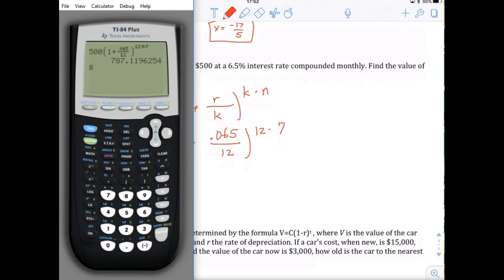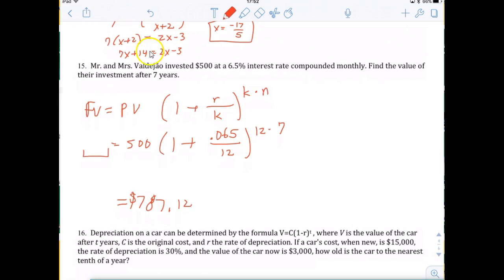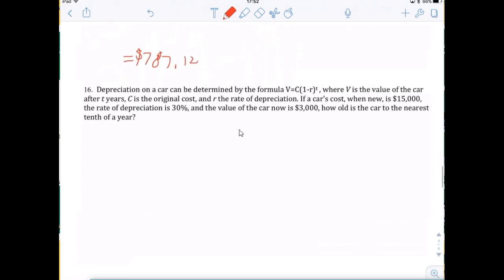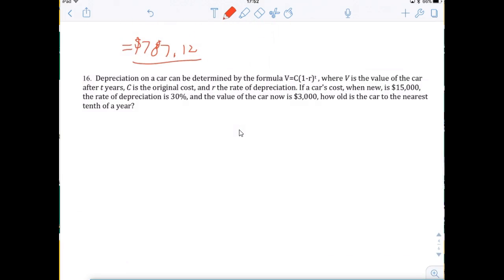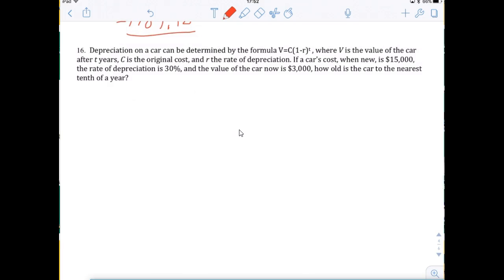Okay. And let me get this out of the way. Okay, now let's go to the last number here. Depreciation on a car can be determined by the formula V equals C times (1 minus R) to the T, where V is the value of the car after T years, C is the original cost, and R is the rate of depreciation. If a car's cost when it's new is $15,000, the rate of depreciation is 30%, and the value of the car is now $3,000. How old is the car to the nearest tenth of a year?